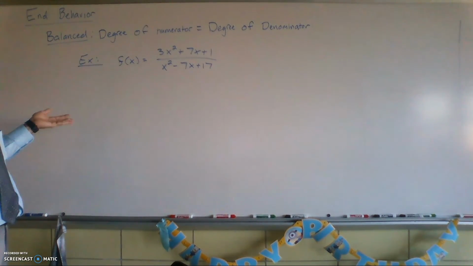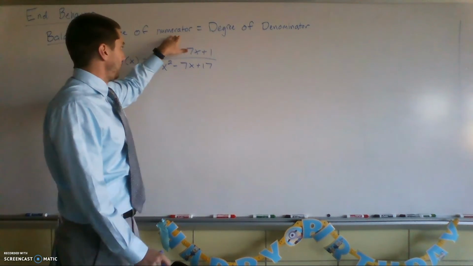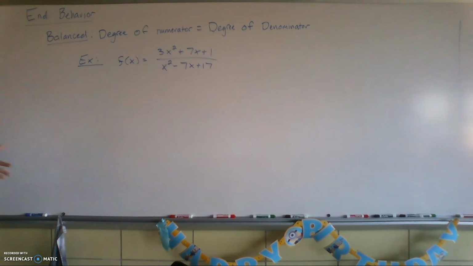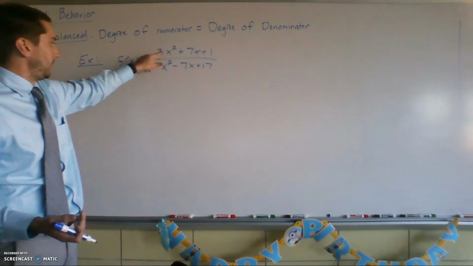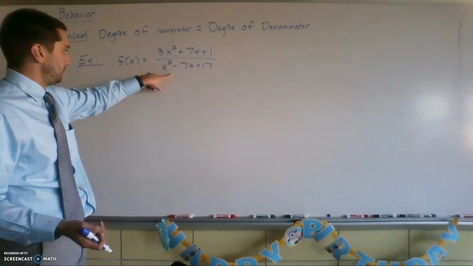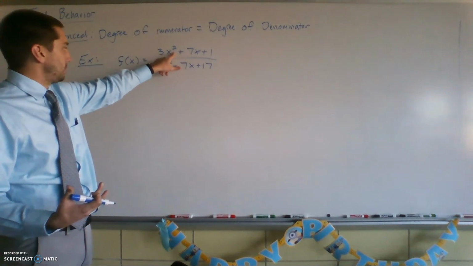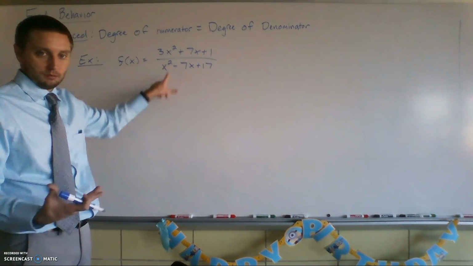So balanced is what you would expect. The degree of the numerator is equal to the degree of the denominator. So the same degree. So here's an example. 3x squared plus 7x plus 1 over x squared minus 7x plus 17. Why is this balanced? The degree on the top is 2. The degree on the bottom is 2.